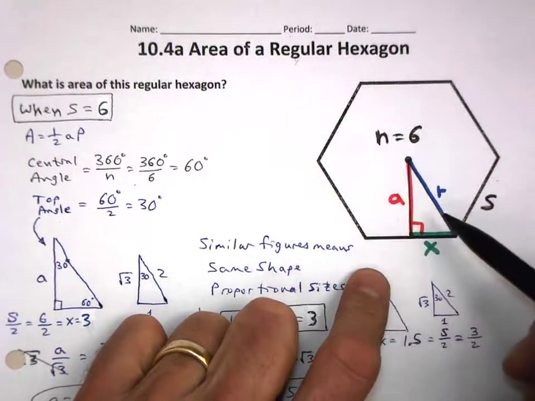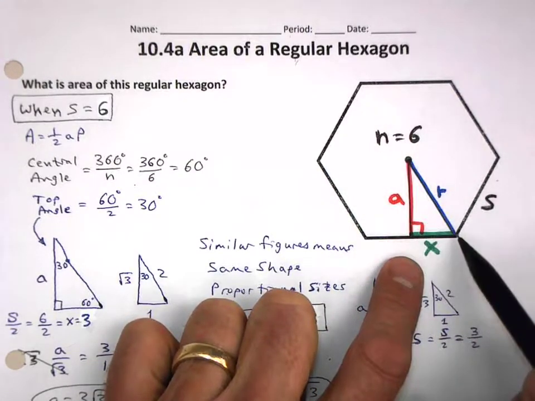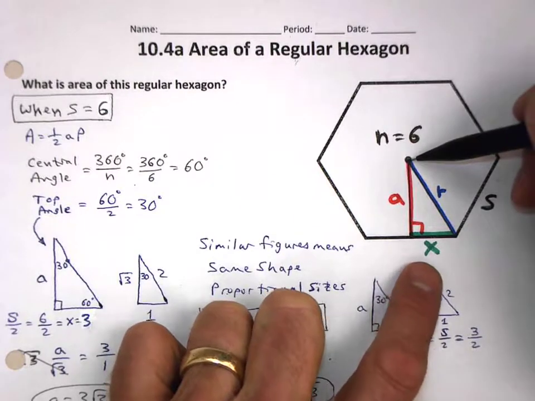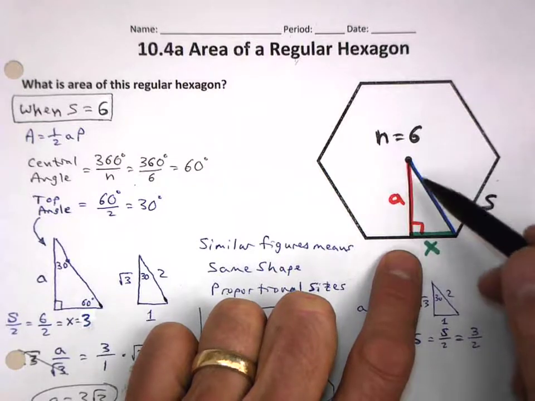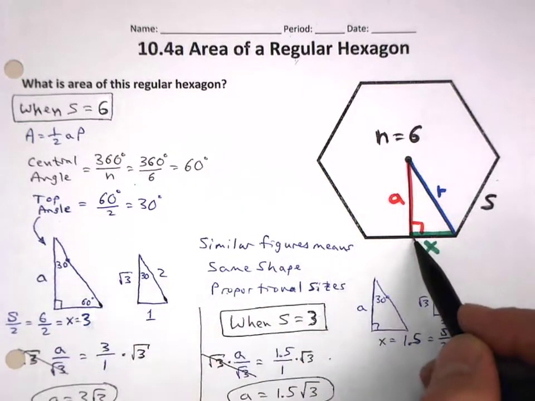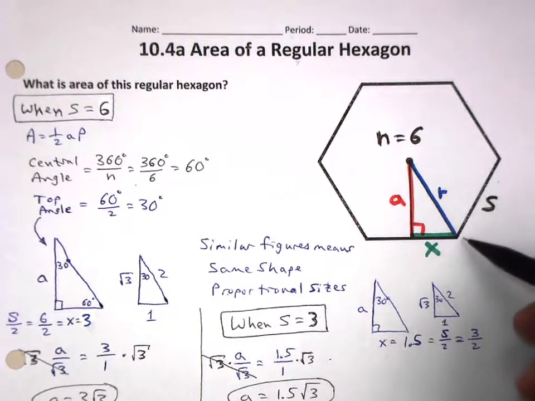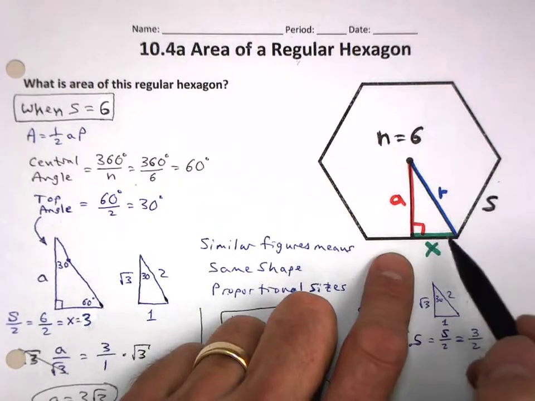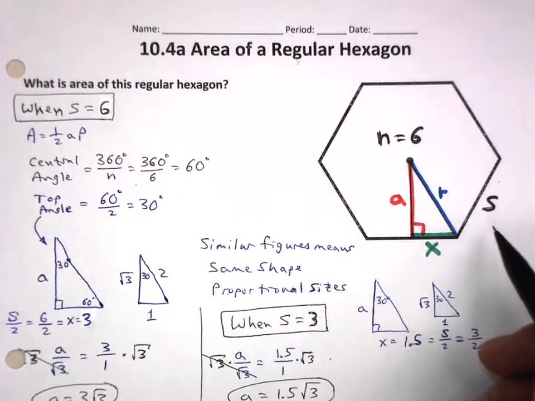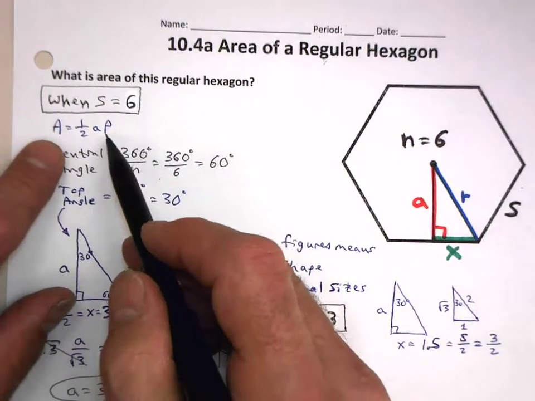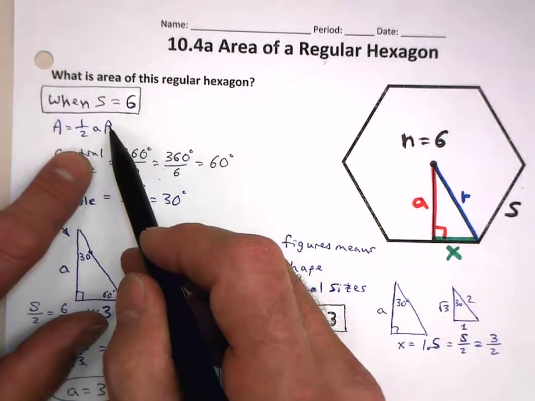So here's our hexagon. It has 6 sides to it, and you remember that we create this right triangle in it. And this is the radius going from the center to a vertex, and this is the apothem going from the center to the midpoint of a side. So if we call the length of a side S, then X here is half of that length. You remember that the equation for the area of a regular polygon is 1/2 the apothem times perimeter.